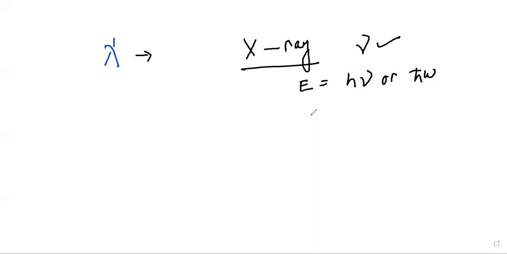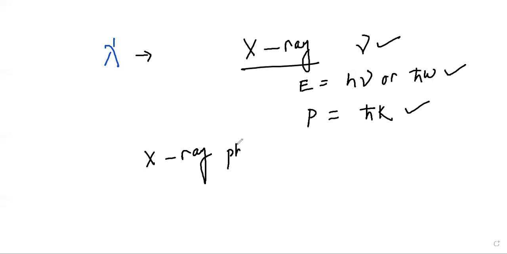In terms of momentum, we can write p is equal to ħk, as per the quantum theory. So the Compton scattering is explained by considering it as a process of elastic collision between what? Between the X-ray photon.